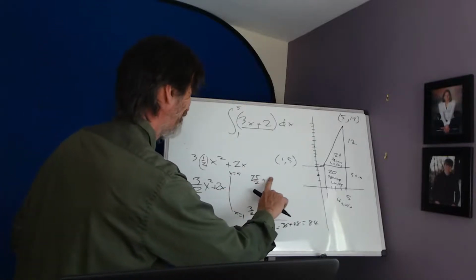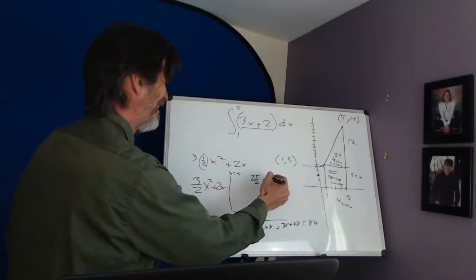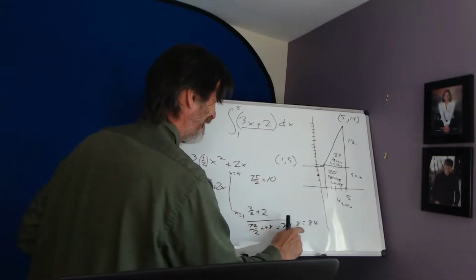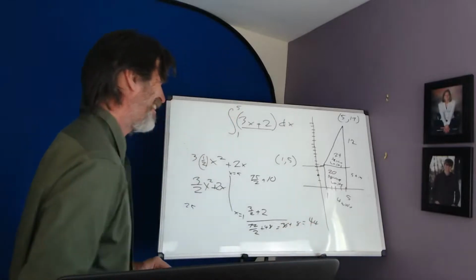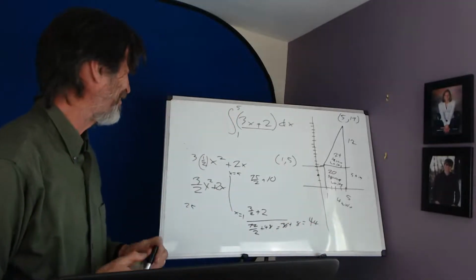Oh, here it is. Jeez. Okay, yeah. Plug in a 5. This is a 10. Woo! There we go. All right, they're both 44. Calculus made it a little more difficult, didn't I?